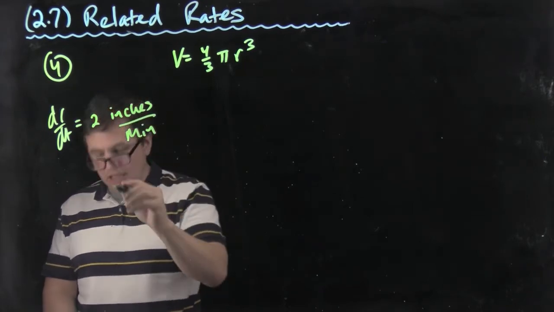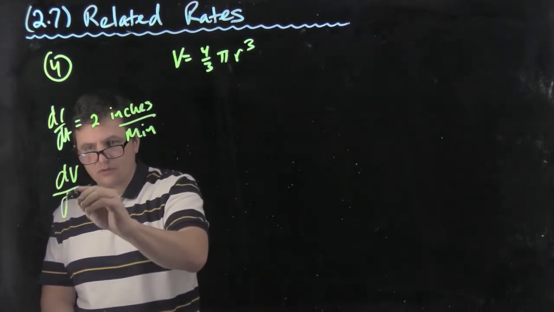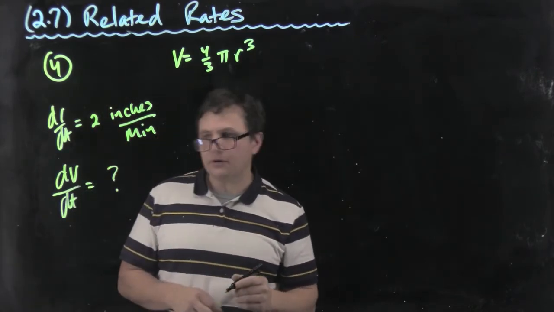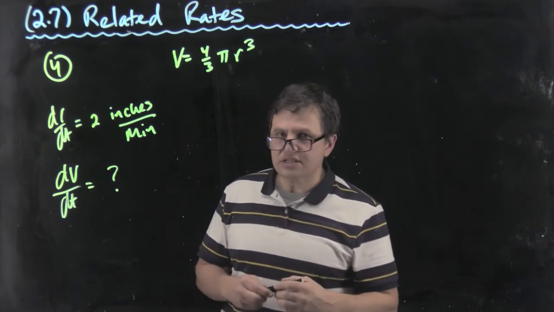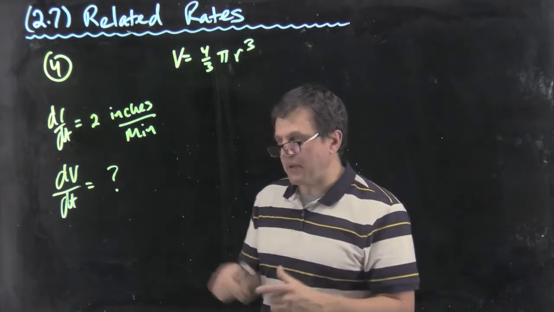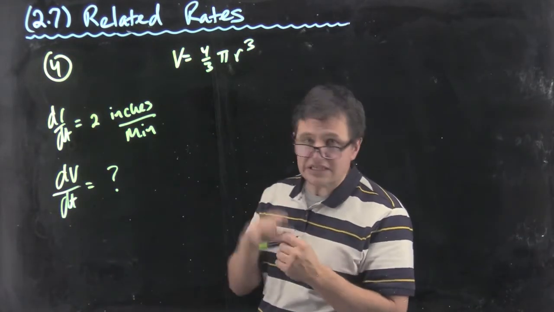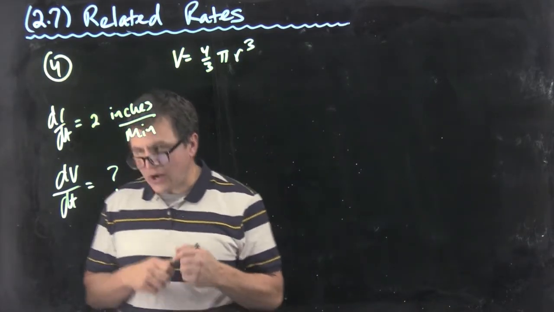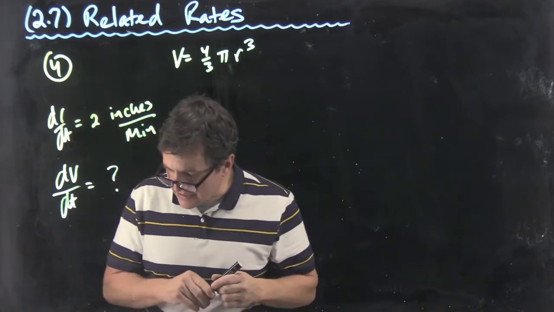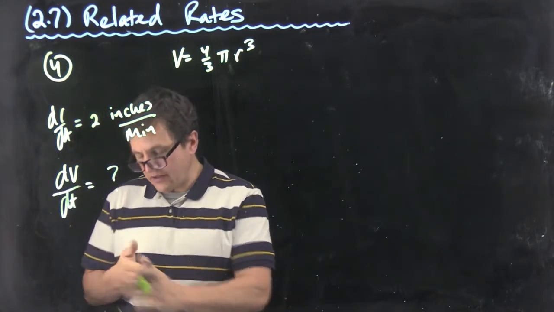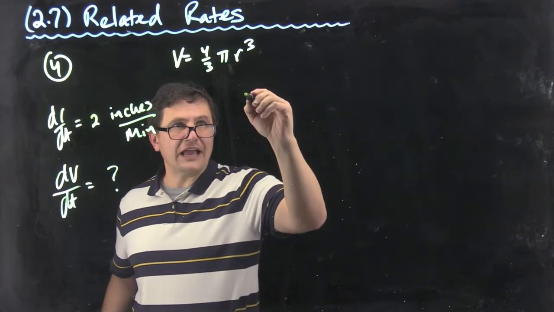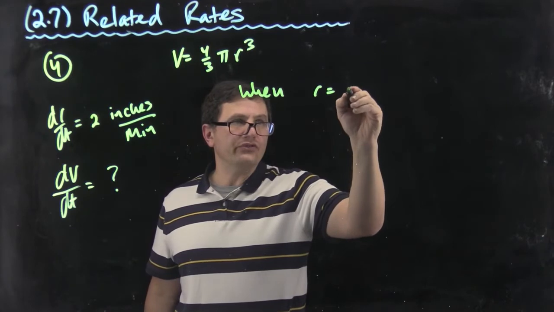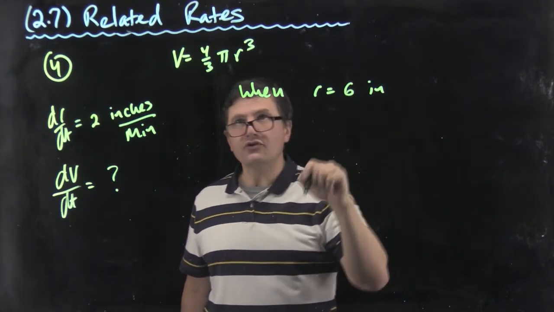Now, ultimately what we want to know is dV over dt is what we're trying to find. Notice there's 2 different snapshots here. And really the point is what we're going to see is this system is dependent on what the snapshot is. dV over dt is changing. It's not constant. Okay, so even though dr over dt is constant, that does not mean that dV over dt is constant. So let's do the snapshot. So there's going to be two snapshots. So when R equals 6 inches. So that's our first snapshot.